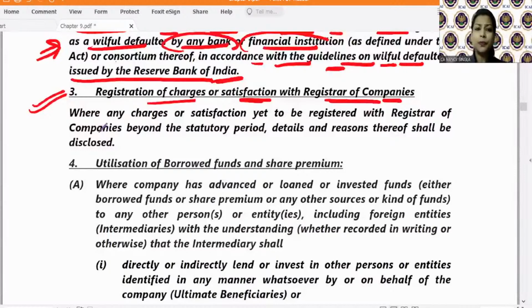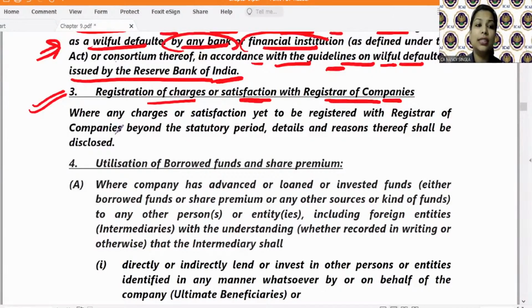See, students, when any loan is taken and any asset, a fixed asset, is given as security, a charge will be created with respect to that security, and such charge shall be registered with the registrar of companies, right? Same way, when any loan is repaid, such charge shall be satisfied, that is, that charge will be removed from that security. And there is a certain statutory period during which this process needs to be done.